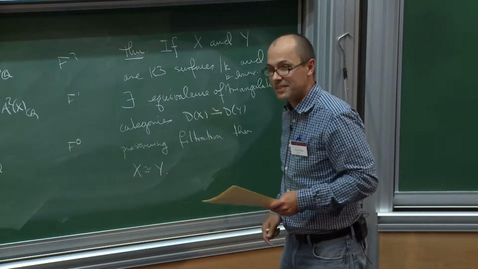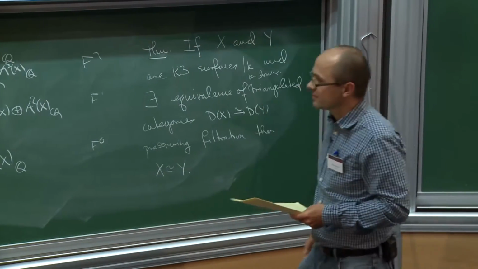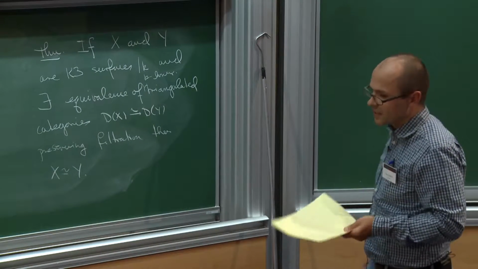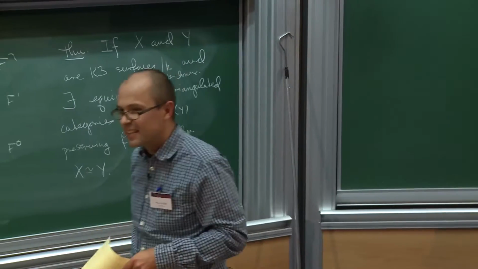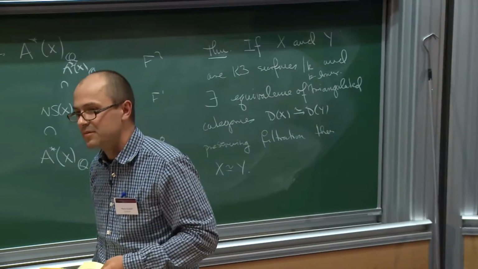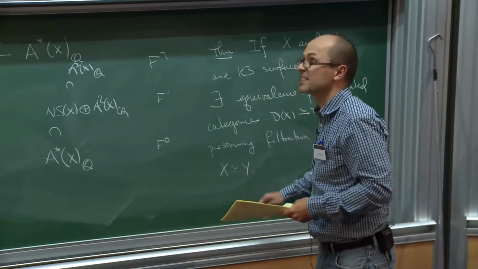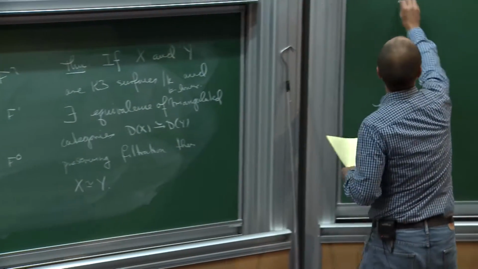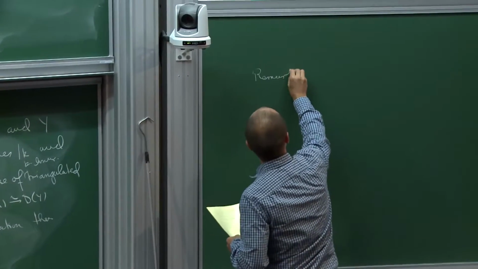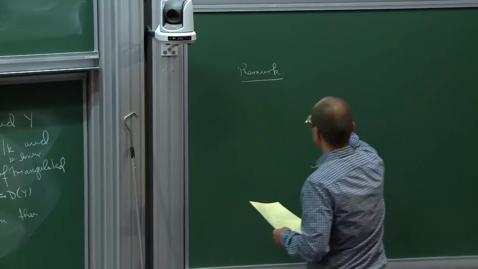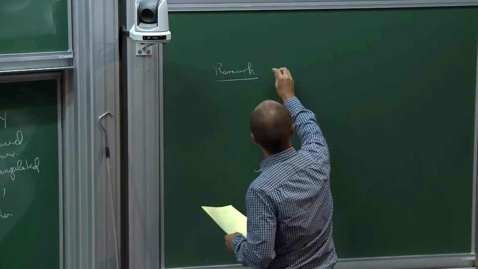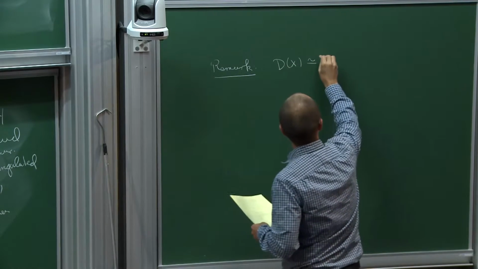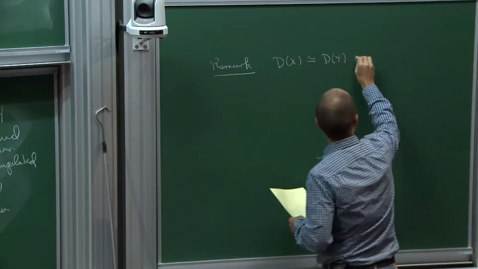Could you remind us what's known for surfaces of other kinds? Because there's a whole class of surfaces where an isomorphism of derived categories implies isomorphism. So if either the canonical sheaf is ample or anti-ample, then you know it already. So then you don't need the filtration. Okay, so what's interesting here, maybe I'll put it as a remark, and I'll explain exactly what the examples are, is that D of X equivalent to D of Y is not enough.